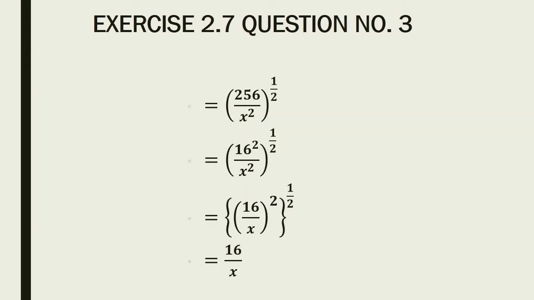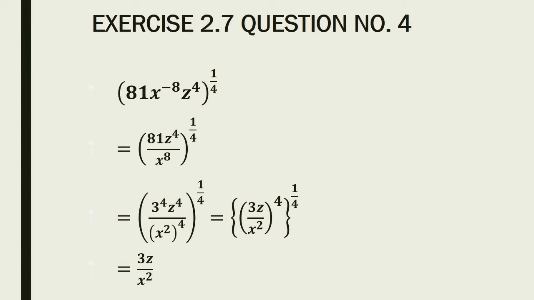Question number 3, that is 256 over x squared whole raised to the power 1 over 2. So 256 can be written as 16 squared over x squared as it is, whole raised to the power 1 over 2. So 16 squared over x squared can be combined and written as 16 over x whole raised to the power 2, and that is again whole raised to the power 1 over 2. The powers get cancelled, 2 with 1 over 2. So we are left with 16 by x, and that is our answer.